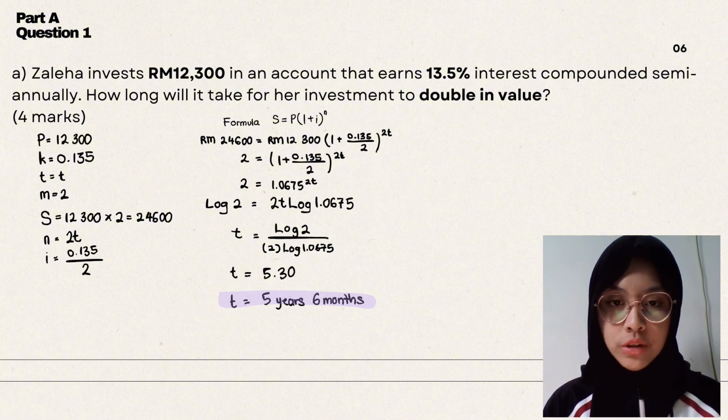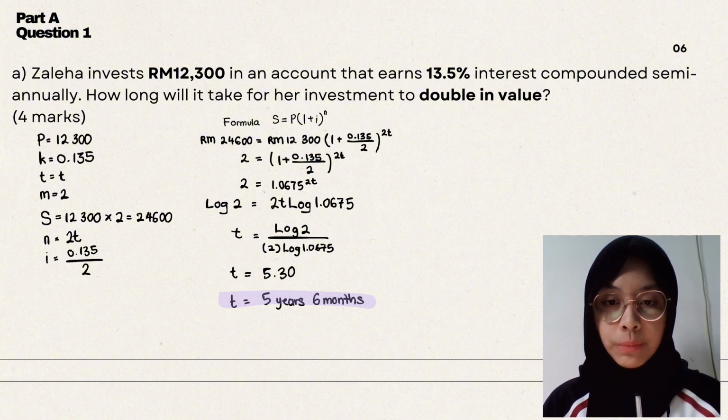So we substitute all the information, which gives RM 24,600 equals RM 12,300, 1 plus 0.135 over 2, to the power of 2t. The first thing we have to do is divide RM 24,600 by RM 12,300, which gives 2 equals 1.0675 to the power of 2t, since we have calculated 1 plus 0.135 over 2.